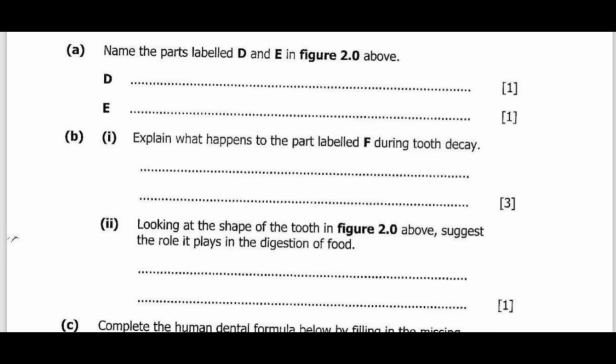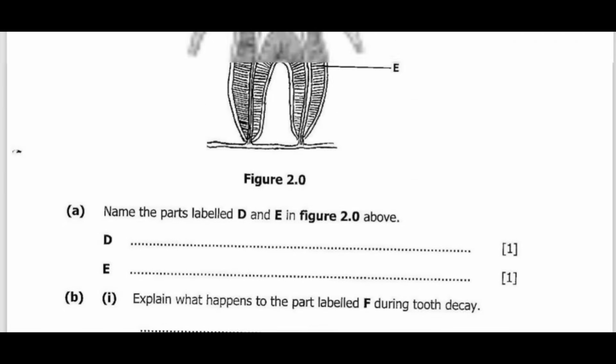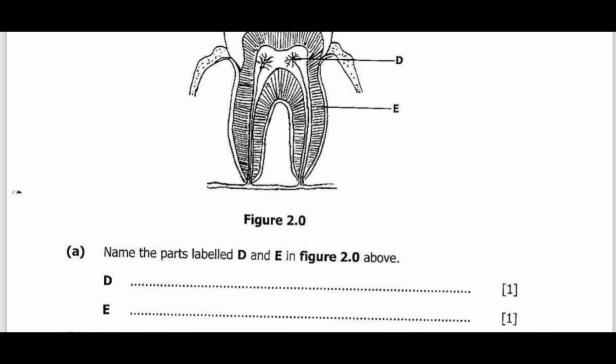Okay, so name the parts labeled D and E in figure 2.0 above. We want to know the parts. This is where D is, and then we have the part labeled E. These are names. Now, where exactly can we find D? This is the ending of nerves. So we can say nerve ending.